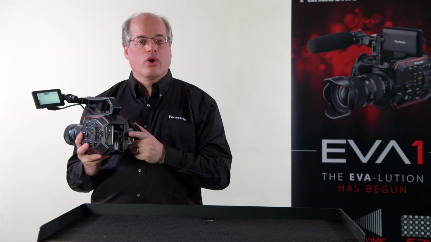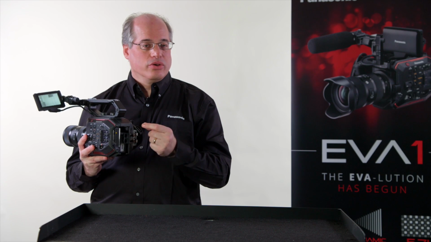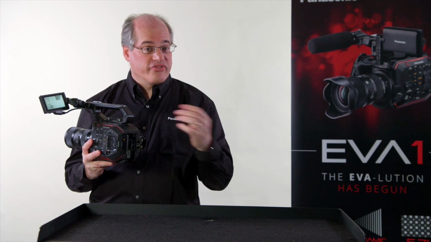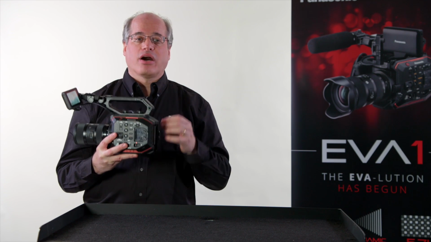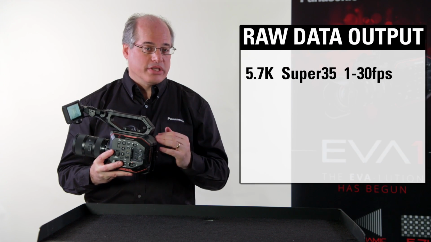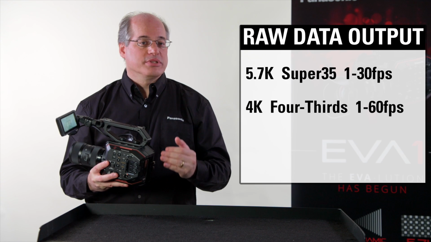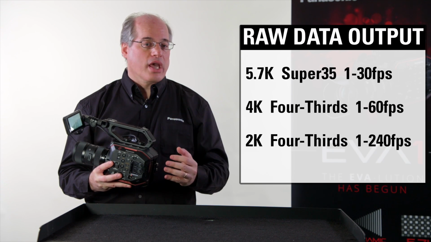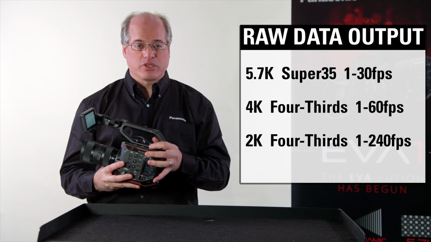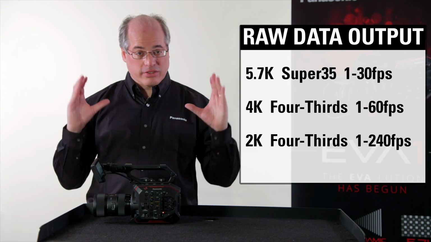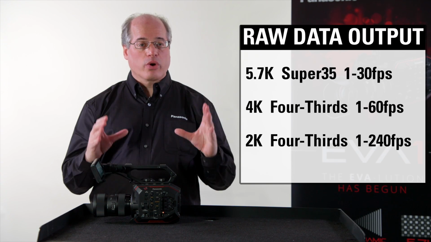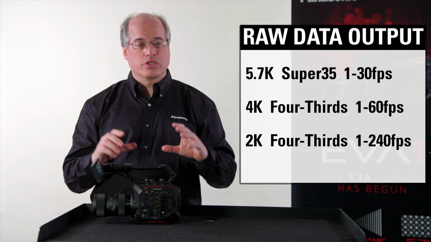First off, video output. Out of the SDI, you can switch that from being a traditional regular video signal to instead being a raw data output. Raw data in 5.7K up to 30 frames per second, 4K up to 60 frames per second, 2K up to 240 frames per second. Now the 5.7K, that's the full Super 35 sensor. 4K is native 4K resolution.